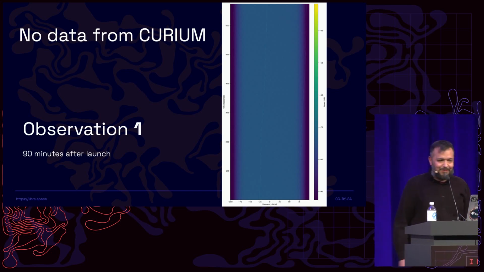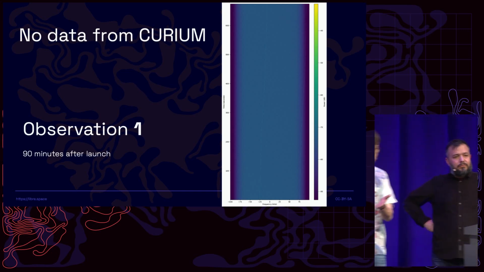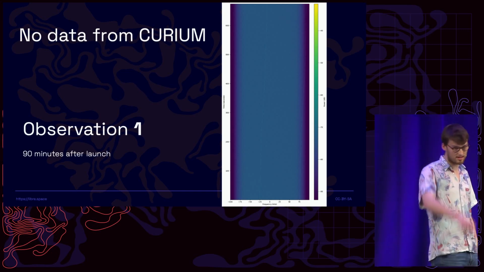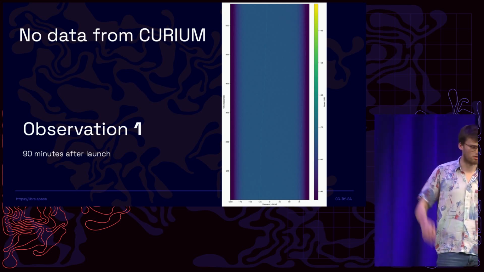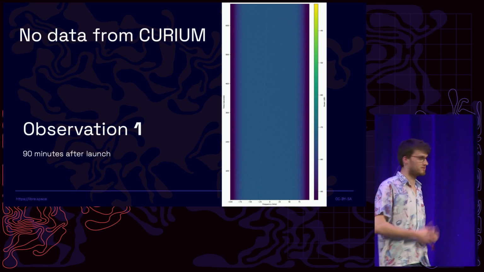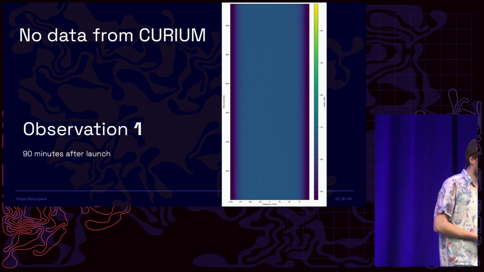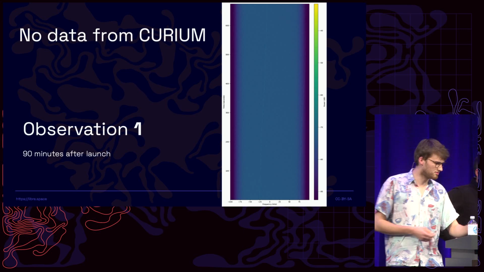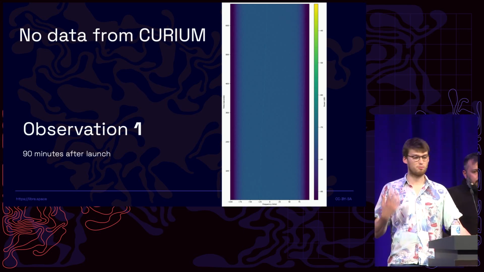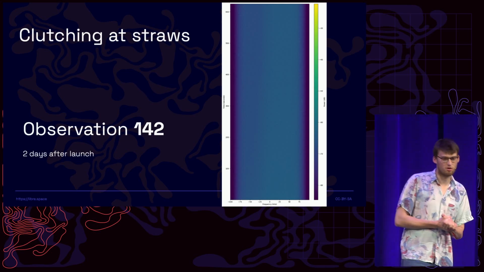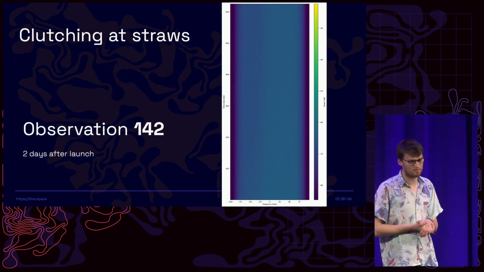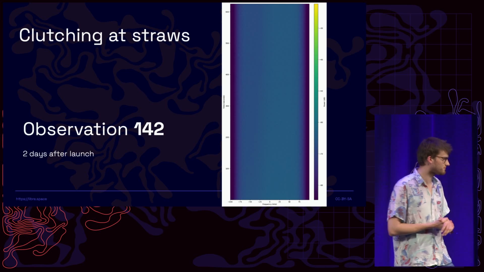But we were also searching for Curium. So 90 minutes after launch, the first observation that should see Curium, we just see this line here that is really nothing. The signal should be like a horizontal line on this plot. And we saw nothing. We thought maybe we have to wait a little bit more than we expected, or there were some problems with the ground station, but sadly, even after 2 days, we saw nothing. So there was unfortunately no signal from Curium.